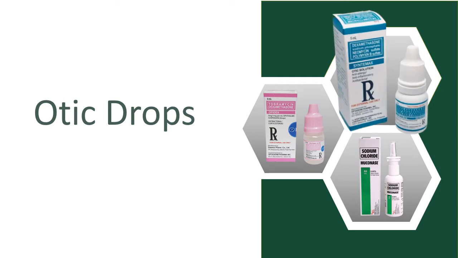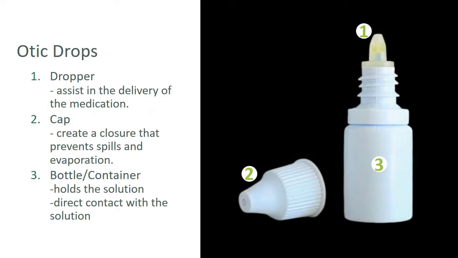Otic drops are liquid medicine that you put in your ear 1 drop at a time to treat an ear infection. An Otic drop is composed of 3 parts, same as ophthalmic drop. First is the dropper, which will assist you to deliver the medication. It is where the medication or the solution comes out. It allows you to regulate the liquid coming out when instilling it in your ears.